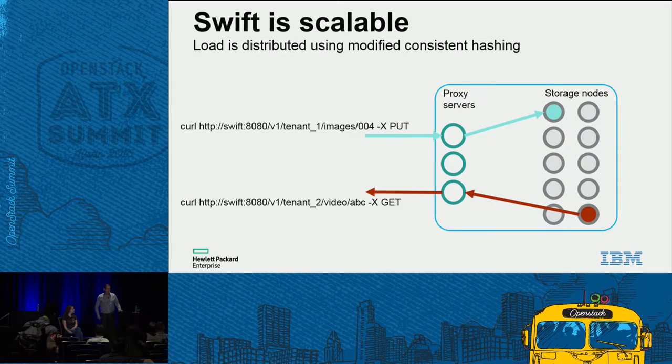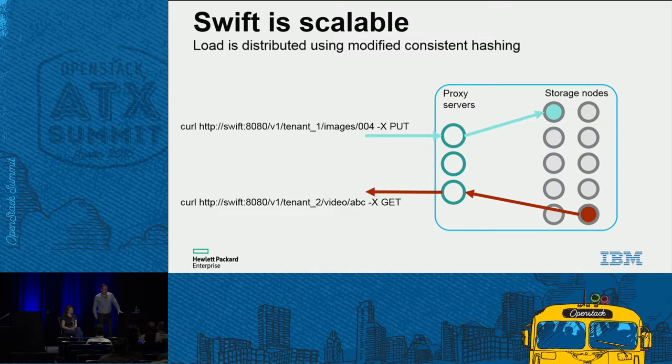Swift has been designed to be highly scalable. The evidence for that: there was a talk yesterday in the summit, and in previous summits we've had talks from operators who've described how they've successfully scaled their production Swift clusters to capacities of many tens of petabytes, storing billions of objects. How does Swift achieve that scalability?